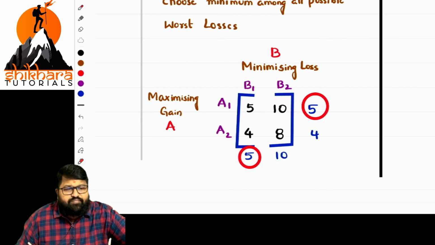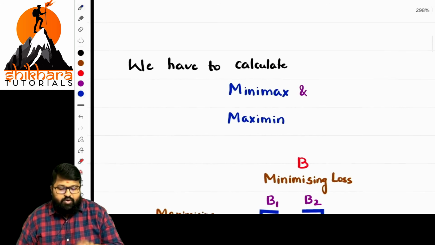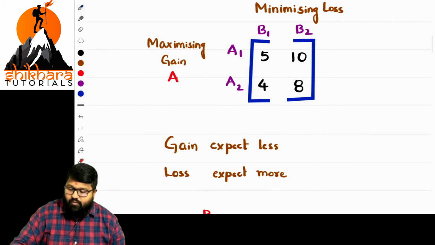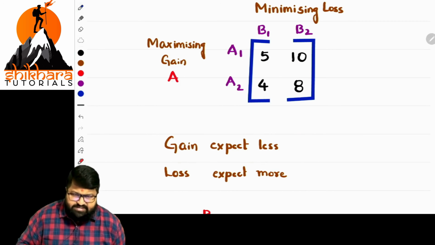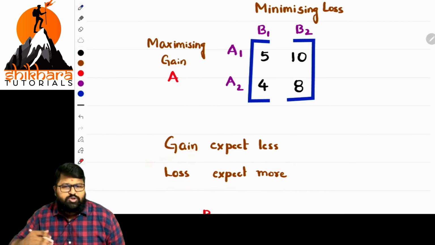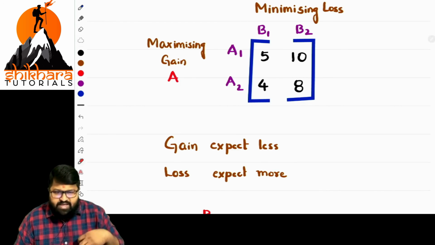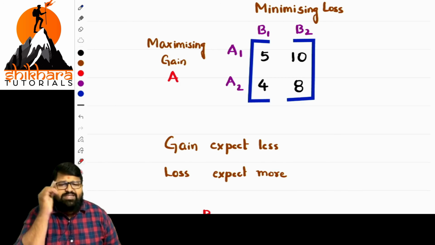If it is clear, one more important thing is that we have to calculate minimax and maximin. However, what is most important is gain: we should always expect less gain, and loss should be expected more. The prudence concept is known. Whatever losses we recognize now itself, gains will not be recognized. In the same way, we are recognizing lesser gain, basically.